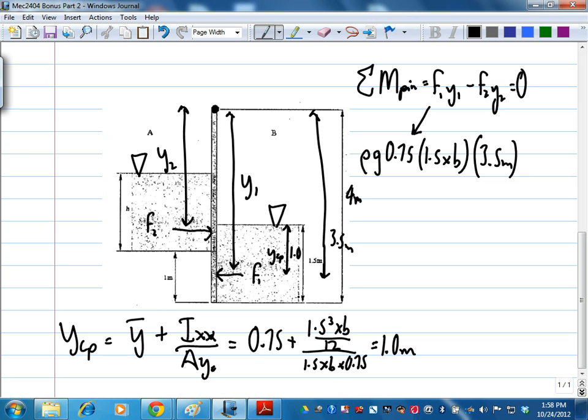So if here is 1.5, here is how much? 1.5, here 2.5. Why is it 3.25? This is actually not y1, the distance from the top to the center of the gate. It's the top to the center of pressure. Right? So the center of pressure is actually 1 meter from the surface plus 2.5, so it's 3.5. Is that okay?